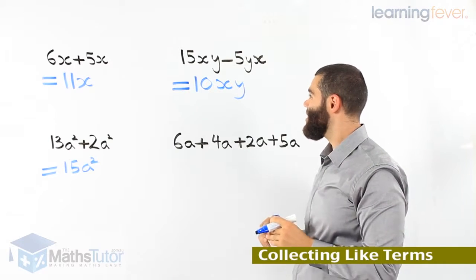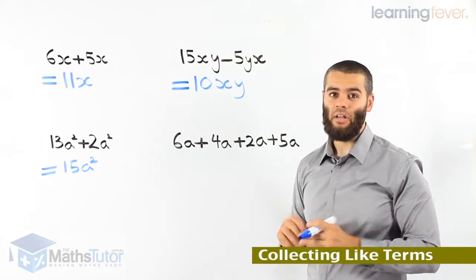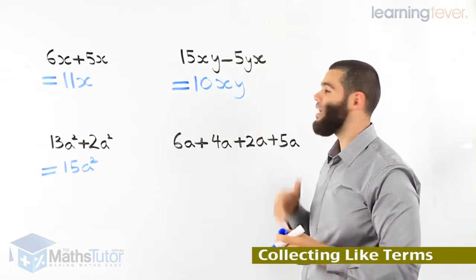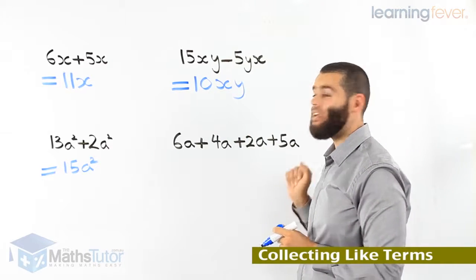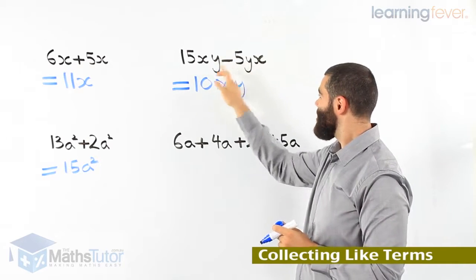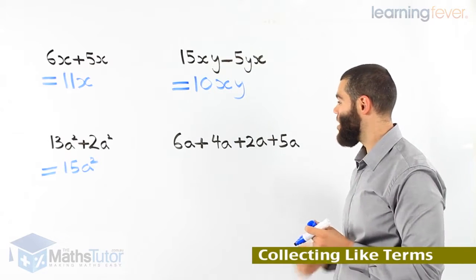Now you can write 10yx or 10xy. I like to write it as 10xy. That way I can show my English teacher I know my alphabet, x, y, z. So here 10xy or 10yx is still correct. Doesn't matter. It doesn't really matter as long as we know they are like terms. 15 take away 5, 10xy.